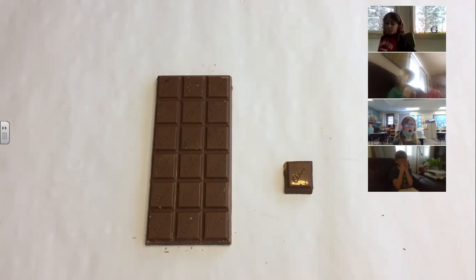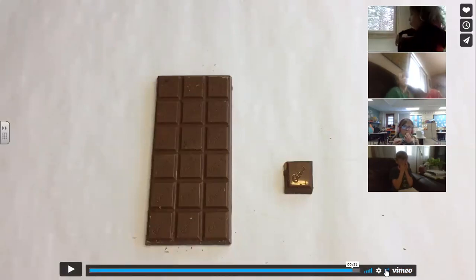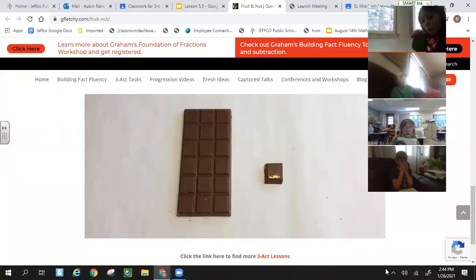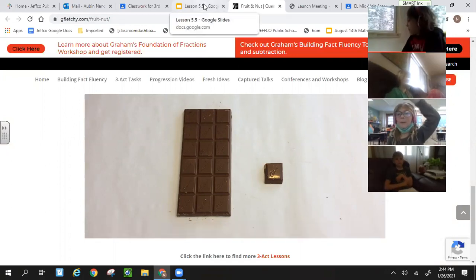Can anyone turn that into a multiplication equation? Ellie Combs. So 6 groups of 3 or 3 groups of 6? 6 times 3 is 18 or 3 times 6 is 18. So raise your hand if your estimate was higher than the actual. Raise your hand if your estimate was lower than the actual.